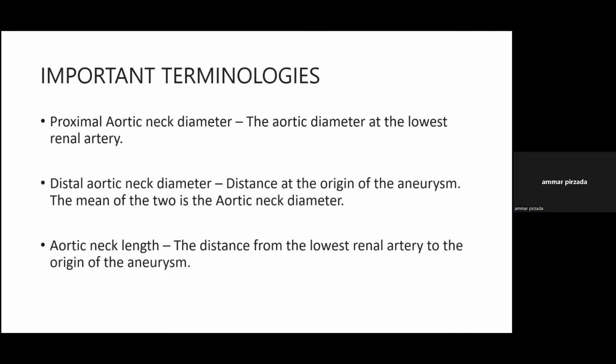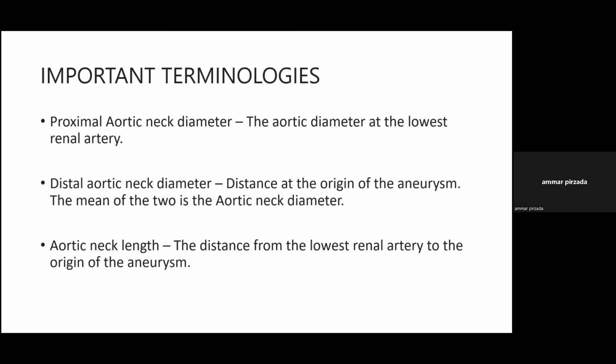So we hear a lot about the diameter of the aortic neck and the aortic length. And interestingly, we only talk about the aortic neck diameter. So principally speaking, there are two diameters that require consideration. One is the proximal aortic neck diameter. The other one is the distal aortic neck diameter. So what are these? The proximal one is the aortic diameter at the level of the lowest renal artery. And the distal one is the aortic diameter just at the origin of the aneurysm. The mean of these two is calculated, and this is known as the final aortic neck diameter.